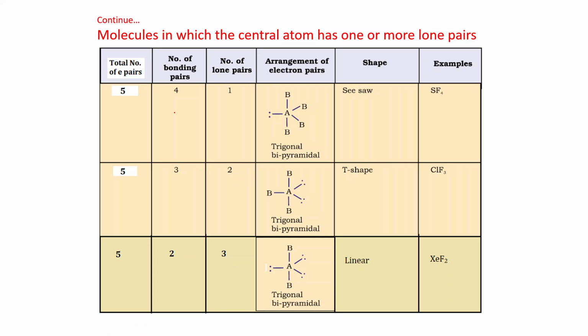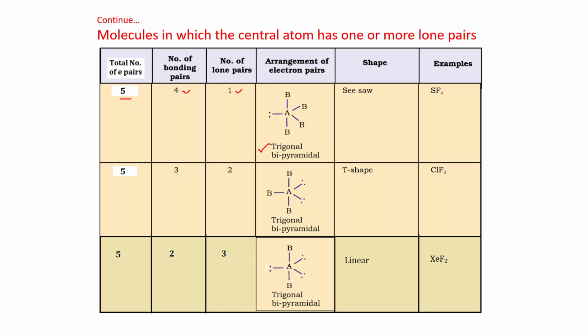If the total number of electron pairs is 5, out of 5, 4 are bond pairs and 1 is a lone pair. First of all, the arrangement of electron pairs is trigonal bipyramidal. Now due to the presence of this one lone pair of electrons, its geometry will distort, and this geometry is not regular. How will it change? First of all, at what position should this lone pair of electrons be placed? According to VSEPR theory, repulsion should be minimum.